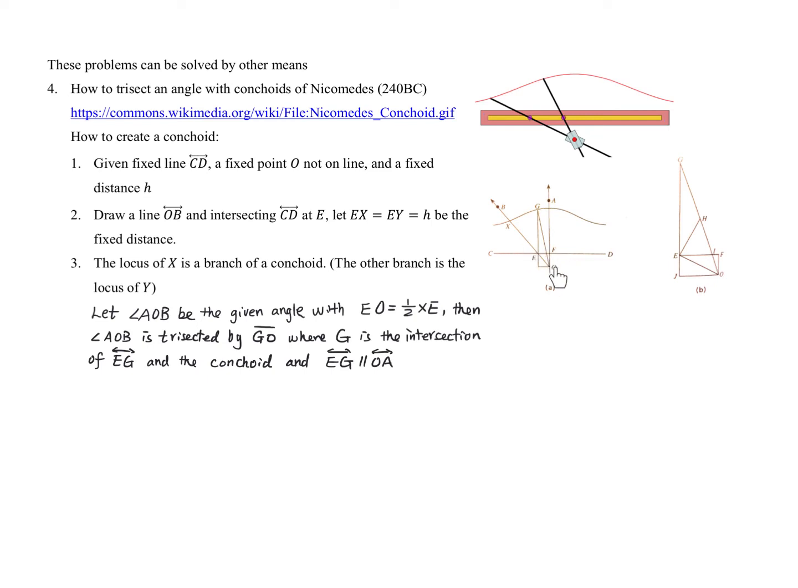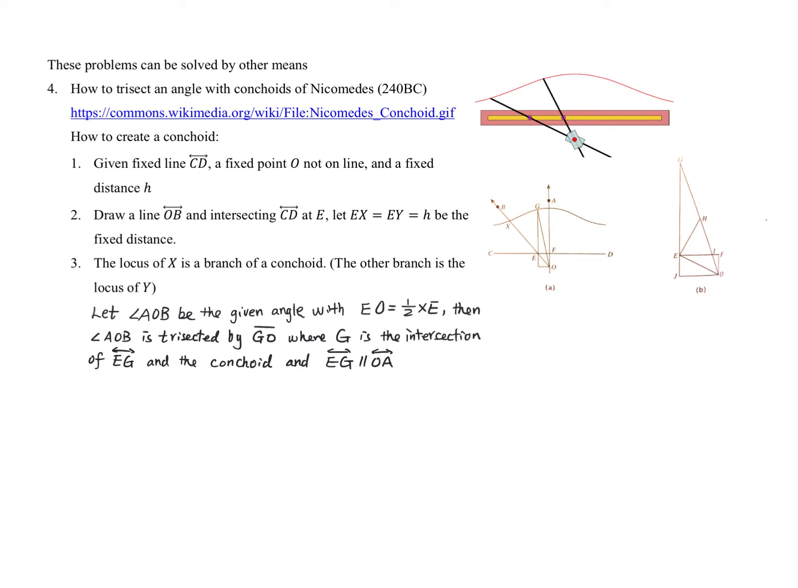and the OG. Where G is the intersection of the conchoid and this EG, where EG is perpendicular to ED. So basically what it means is this angle is a third of this angle. That's what we claim. So how do we prove that? This is how we prove that.